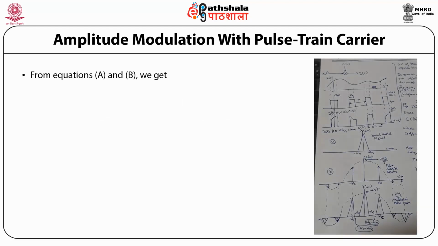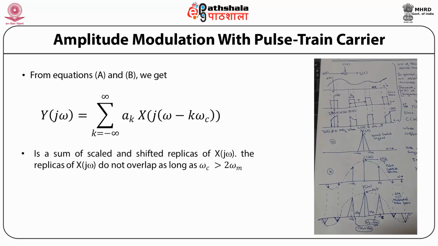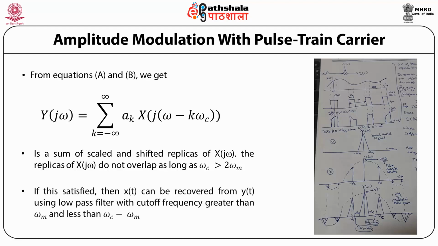So from equations A and B, we get Y(jω) equal to summation over k equal to minus infinity to infinity a_k X(j(ω minus kω_c)), which is a sum of scaled and shifted replicas of X(jω). The replicas of X(jω) do not overlap as long as ω_c is greater than 2ω_m. If this is satisfied, then x(t) can be recovered from y(t) using a low pass filter with cutoff frequency greater than ω_m and less than ω_c minus ω_m. Schematically, this process is shown and explained in this figure.